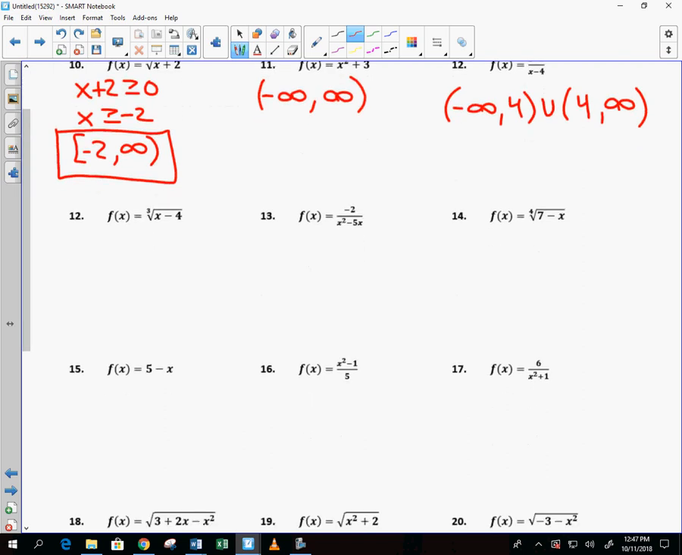For the next one, I got a cube root. Is there any problem with cube roots? Nope. For 13, I've got a rational function. We can't divide by what? So I factor out the x, and I get x times x minus 5. What would produce 0 in the denominator? 0 and 5. So therefore, I go -infinity to 0, union with 0 to 5, union with 5 to infinity.